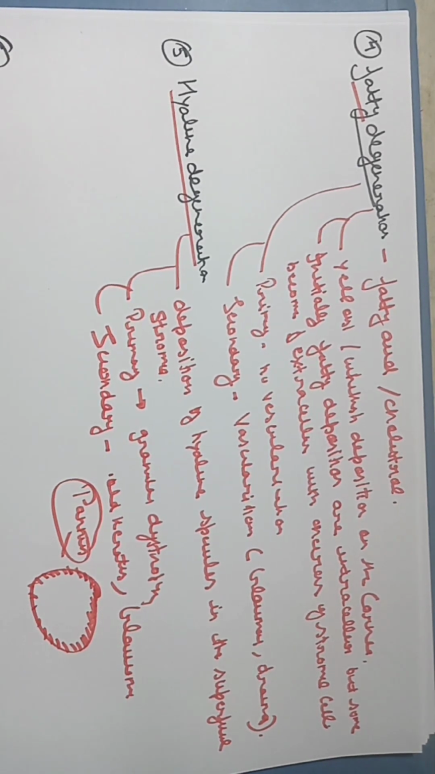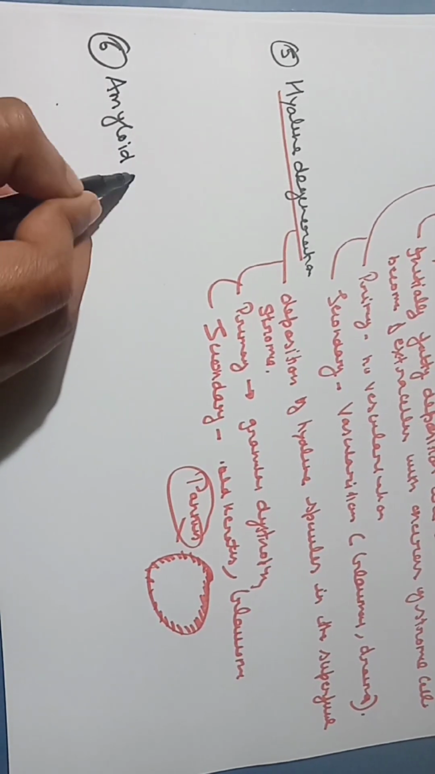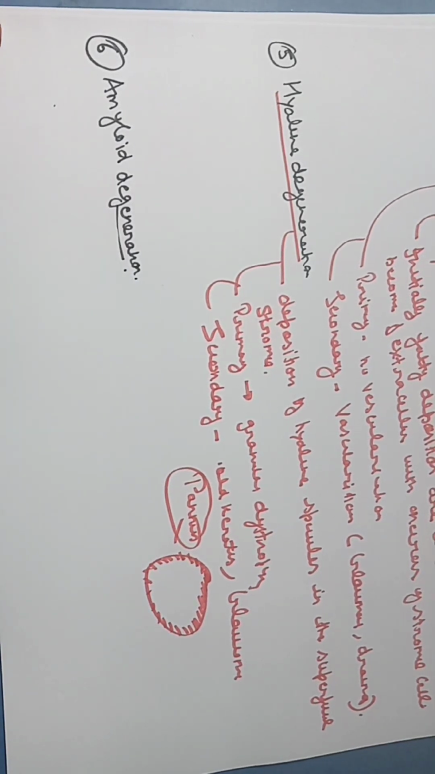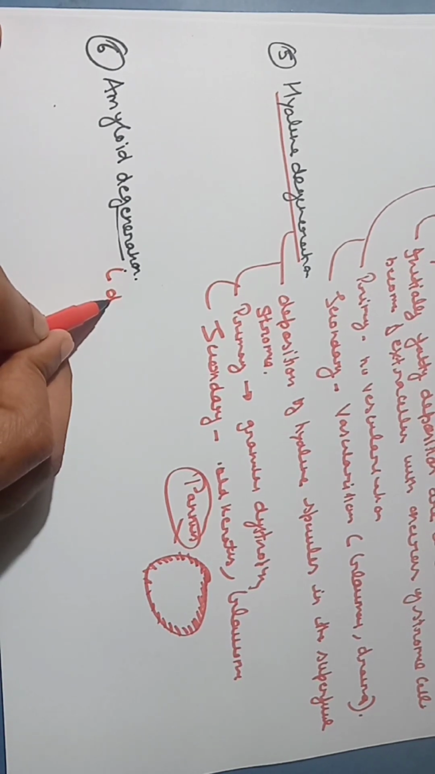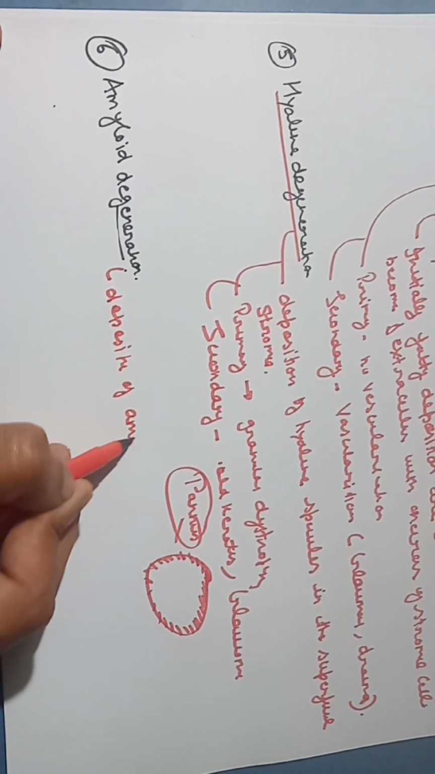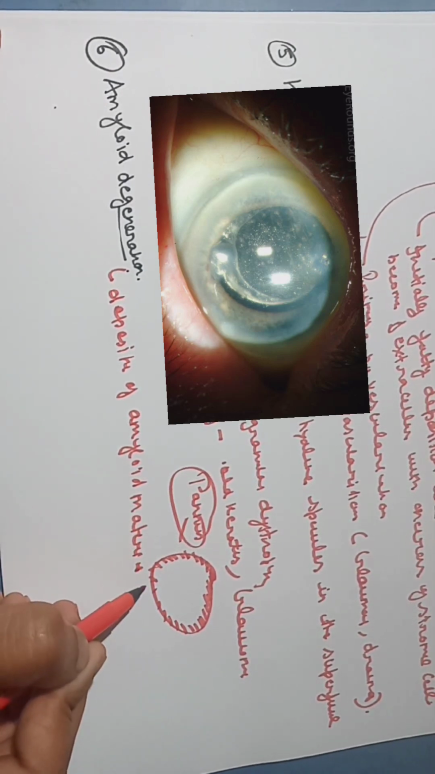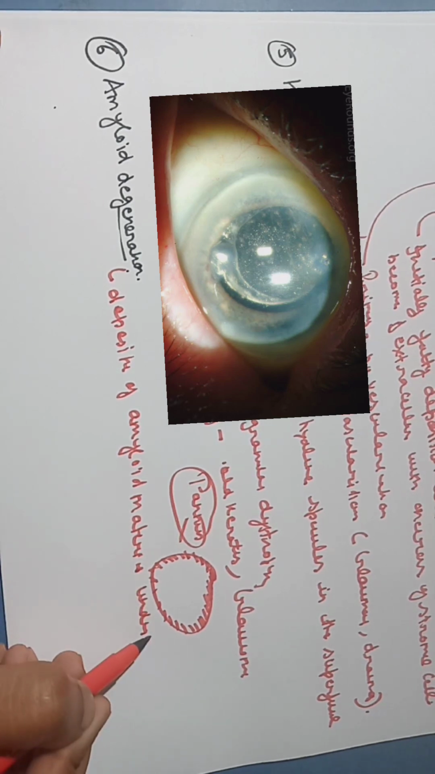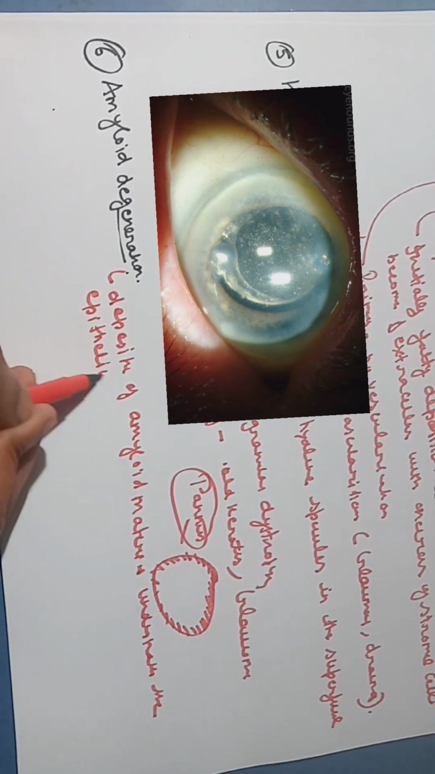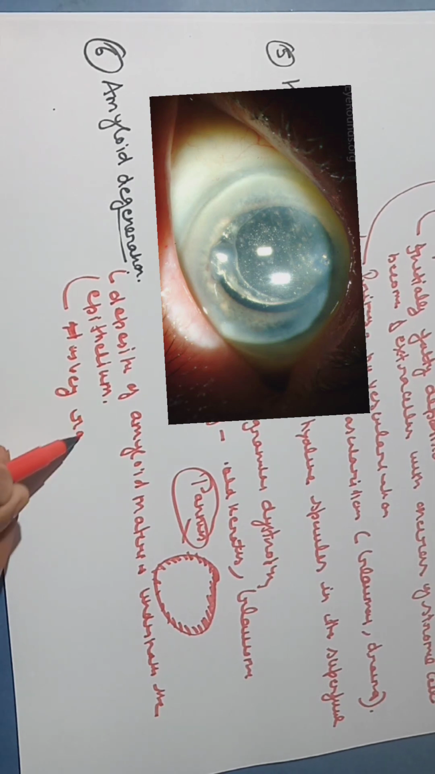Sixth one is amyloid degeneration. Amyloid degeneration is characterized by the deposition of amyloid material that is present underneath the epithelium. It is a very rare condition.